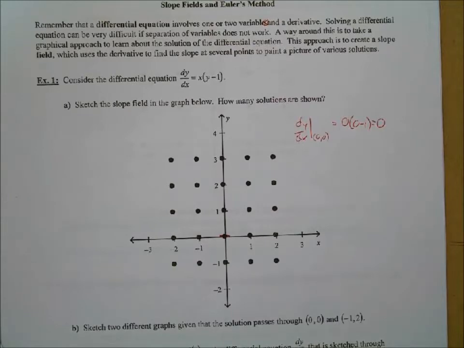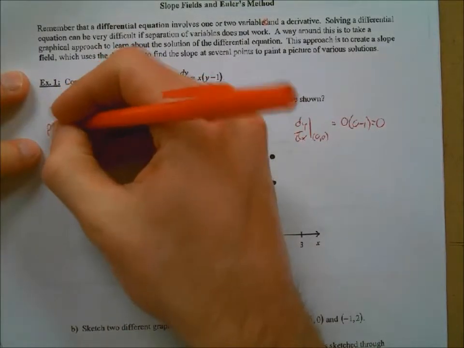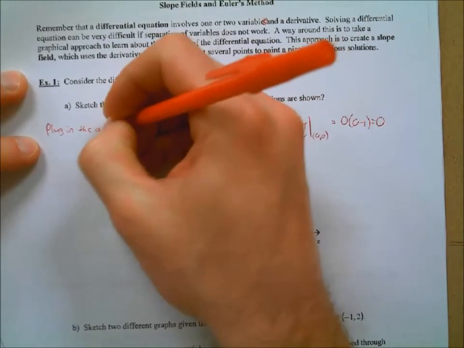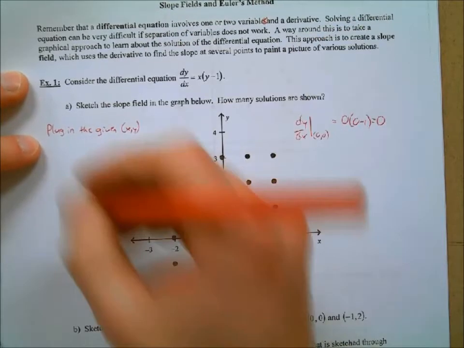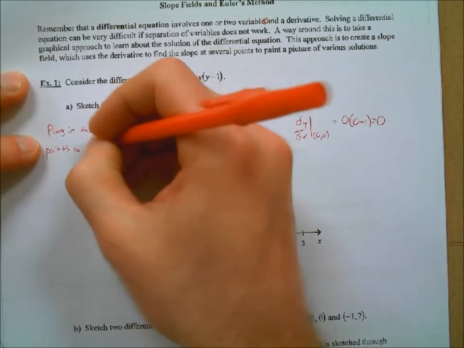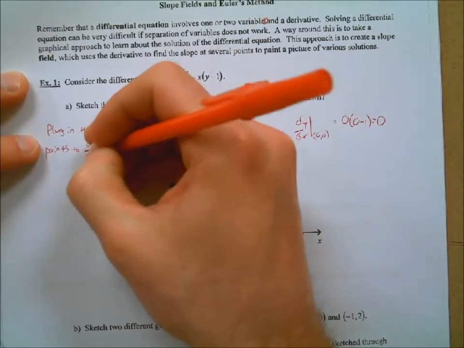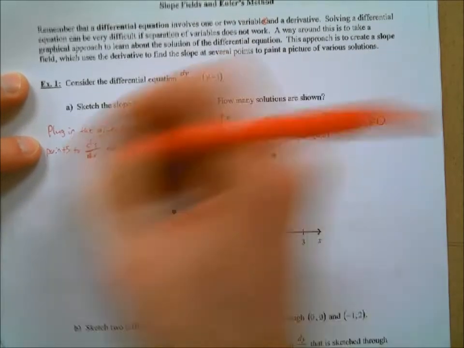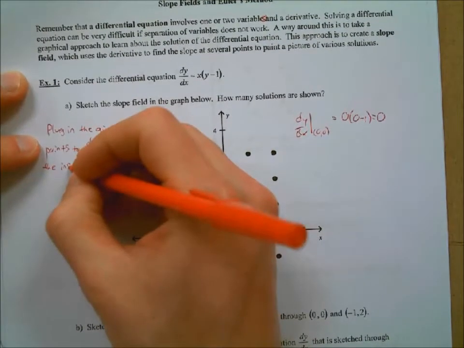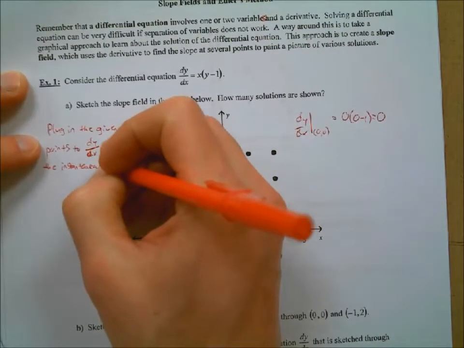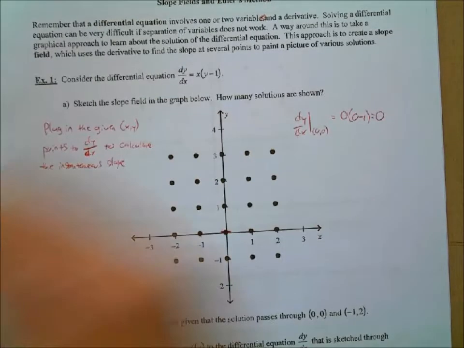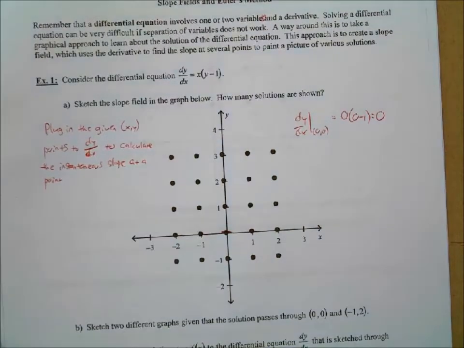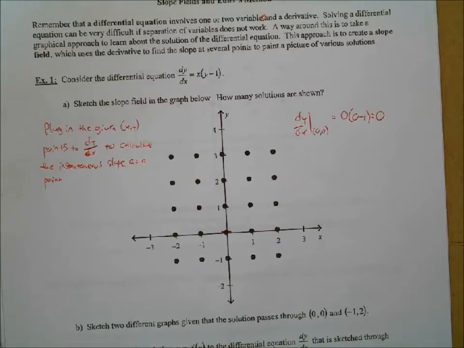Okay. So what did we do here? We plug in the given x, y points to dy/dx to calculate the instantaneous slope at a point. Okay, that's what we're doing here.